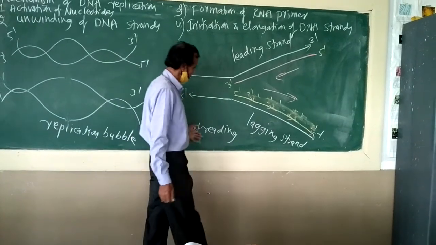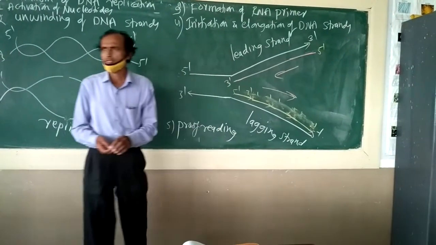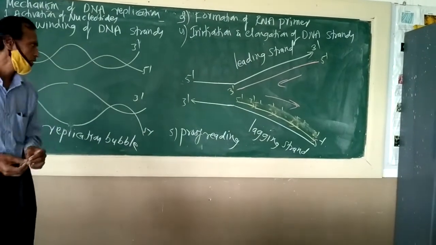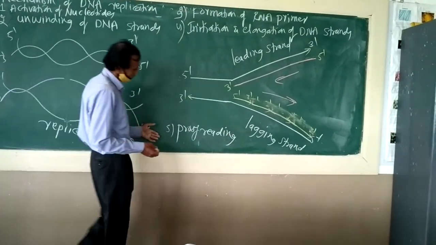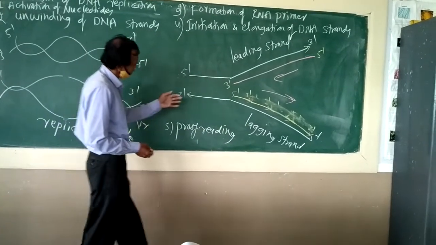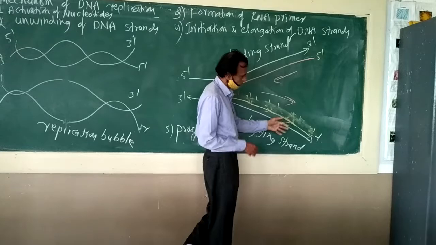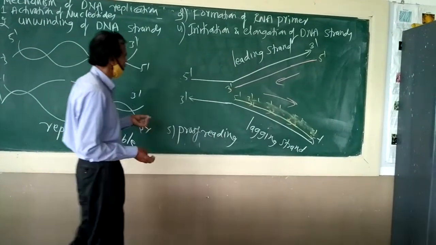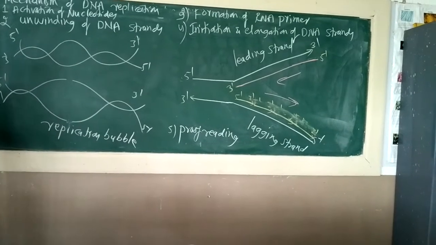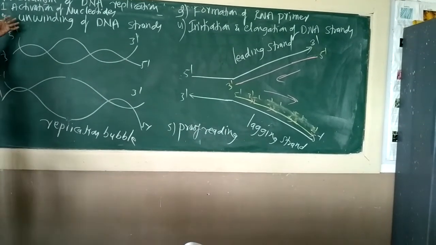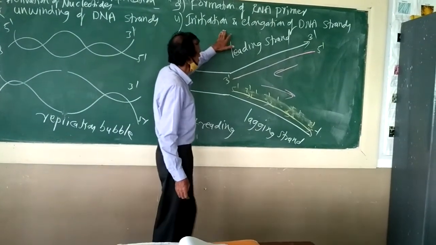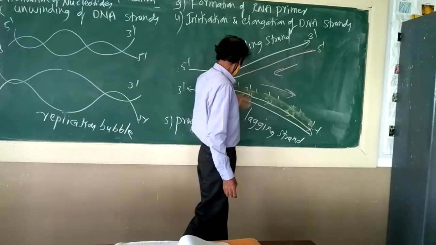discontinuous. And finally, proofreading. Proofreading is the process of correcting the mismatched nucleotides with the correct ones. So proofreading is done, but the errors are very few. And now the new DNA strands are wound or coiled in the form of the usual DNA helices. So DNA replication is described with these steps: activation of nucleotides, unwinding of DNA helices, formation of primer or RNA primer, initiation and elongation of DNA strands, and proofreading.